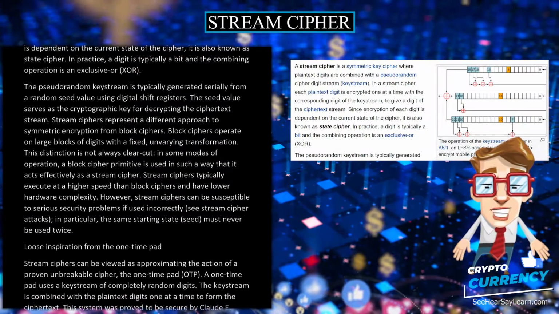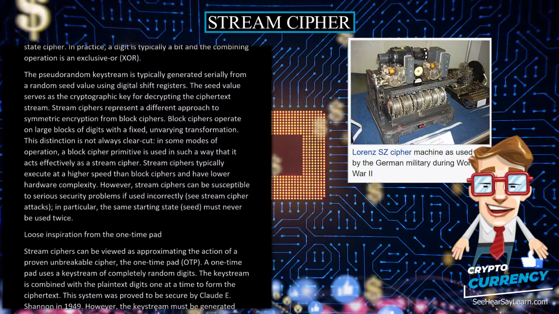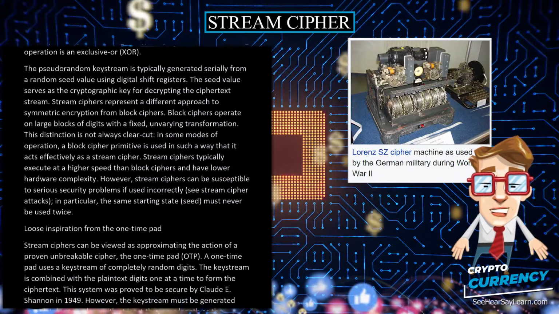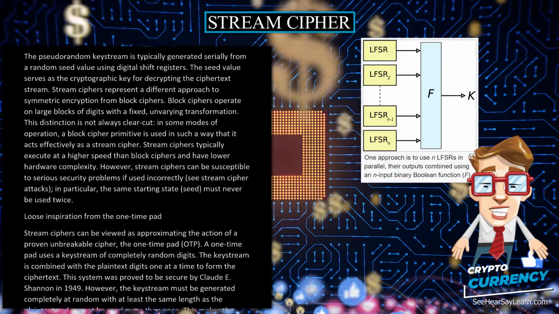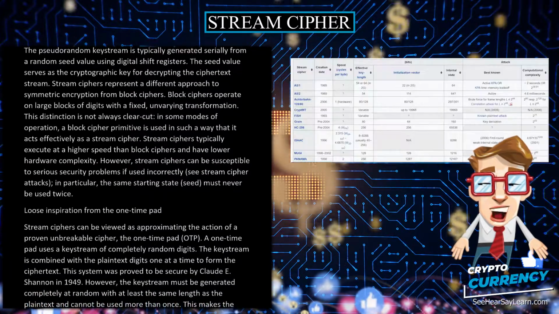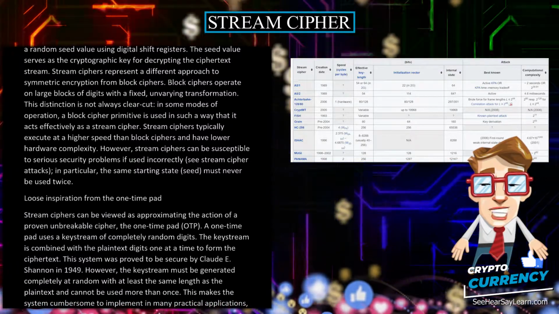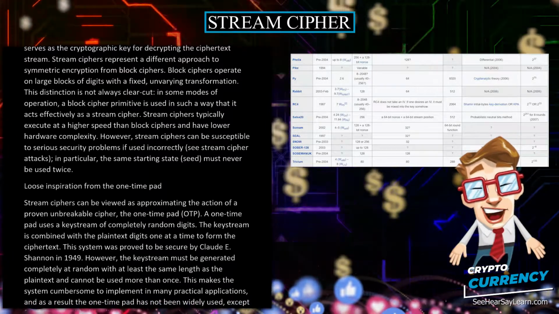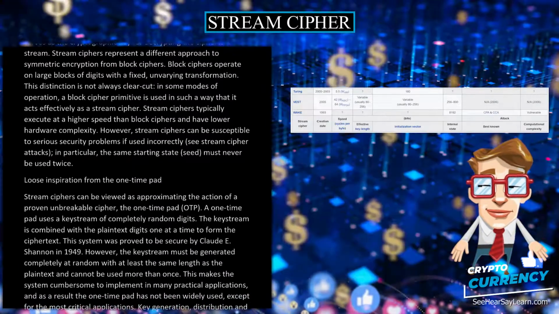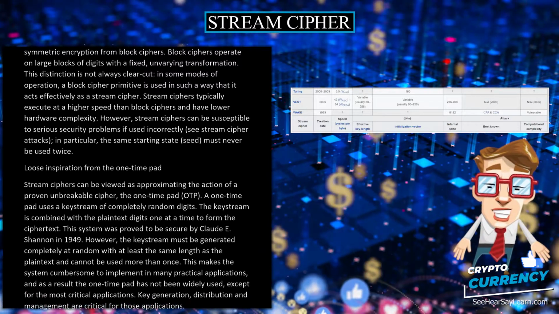In some modes of operation, a block cipher primitive is used in such a way that it acts effectively as a stream cipher. Stream ciphers typically execute at a higher speed than block ciphers and have lower hardware complexity. However, stream ciphers can be susceptible to serious security problems if used incorrectly. See stream cipher attacks. In particular, the same starting state, seed, must never be used twice.